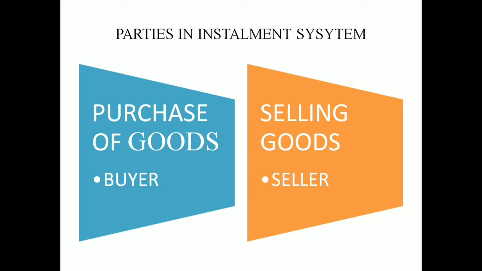So these are the two parties in an installment payment system. The party purchasing the goods is called the buyer and the party selling the goods is called the seller. One is the buyer and another one is the seller. The person who sells the goods is called the seller, and the one purchasing the goods is called the buyer.